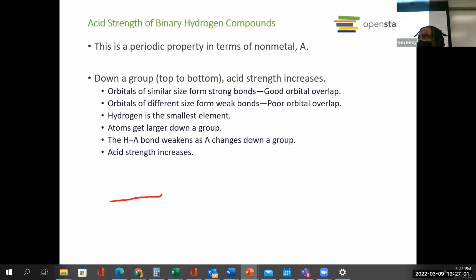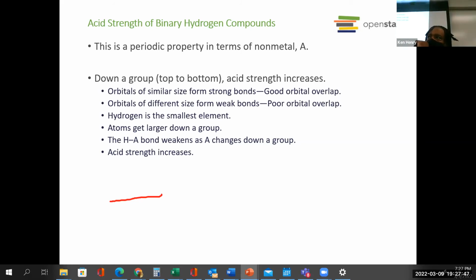So in most cases, the A represents nonmetals. And as we go down in groups, the acid strength increases, so from top to bottom. And why is that? So for instance, hydrogen chloride is a stronger acid than hydrogen bromide. Why is that? It'll be easier to pull it away. So the bigger the atom is, the easier it's going to be to pull away.